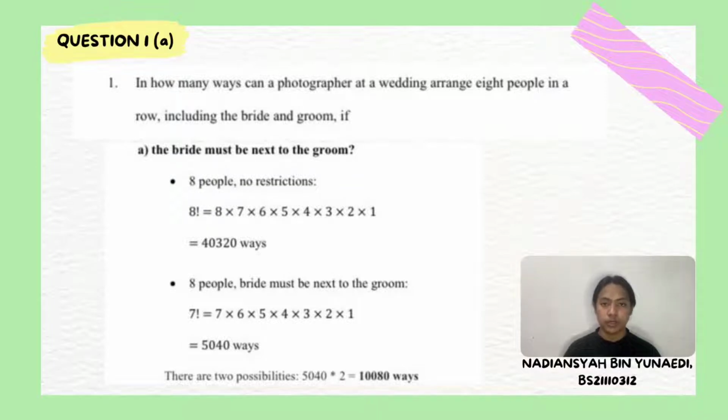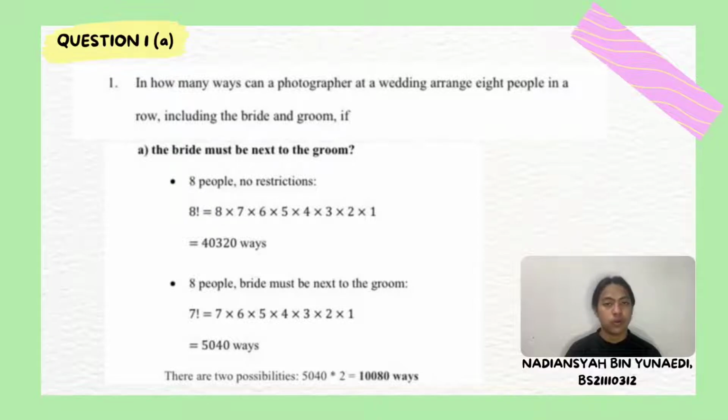In this case, first, we need to count the 8 people with no restriction, which is 8 factorial, with the answer 40,320 ways. Then, we need to count the 8 people with the bride and groom together. We need to treat the bride and groom as one group. Now we have 7 objects to arrange: the 6 individuals and the bride and groom's group. There are 7 factorial, which is 5,040 ways to do that.